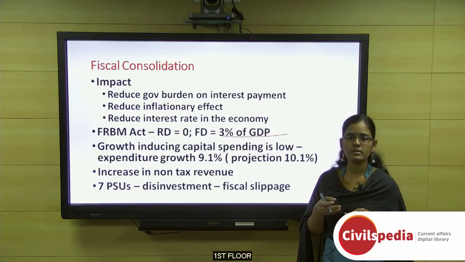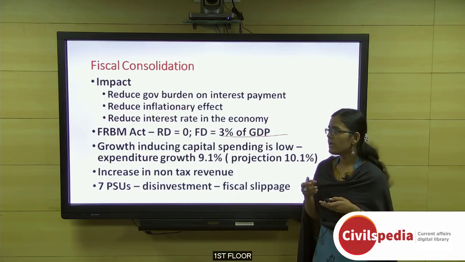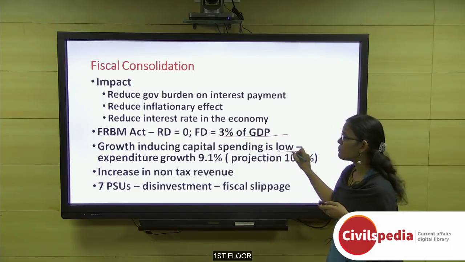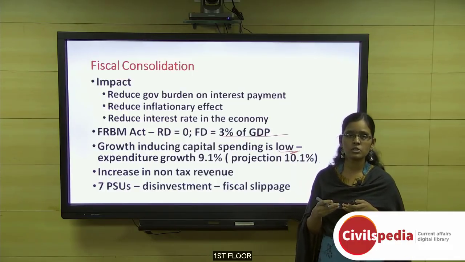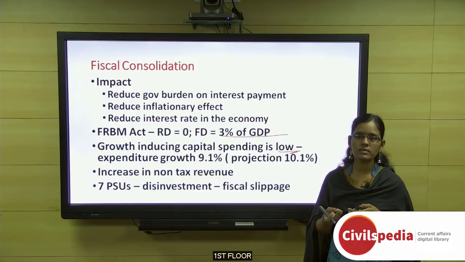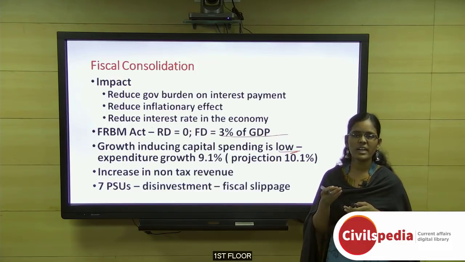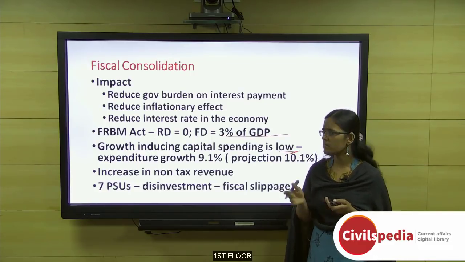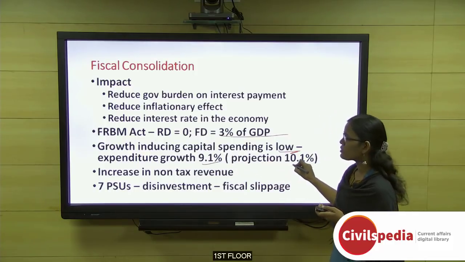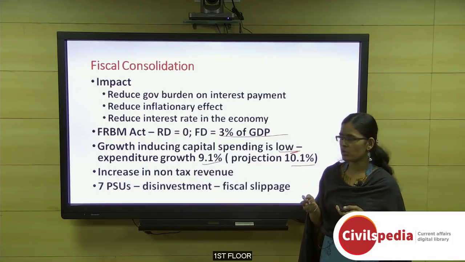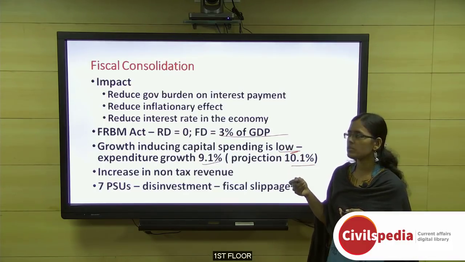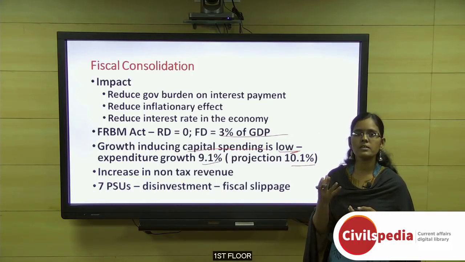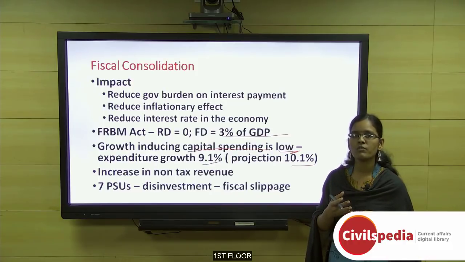And what is the recent scenario with respect to India's fiscal policy? India's growth-inducing capital expenditure is very low. That shows we are not properly spending on productive assets, that is, productive capital spending. So that is one negative thing India is facing with respect to fiscal consolidation. The overall expenditure growth is much less, at 9.1%, while we had projected 10.1% expenditure growth. Among this expenditure growth reduction, the major reduction was seen in capital spending on capital goods. So productive asset creation spending is very low in India. This is one of the negative things for India.